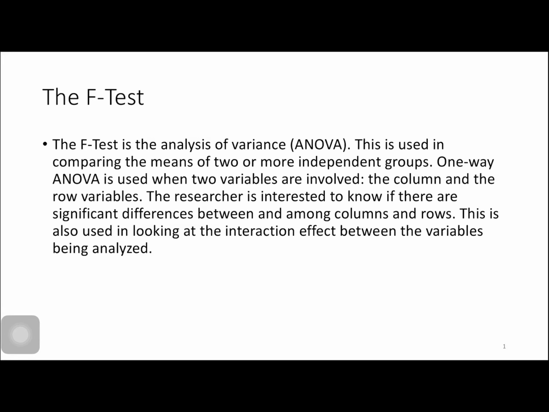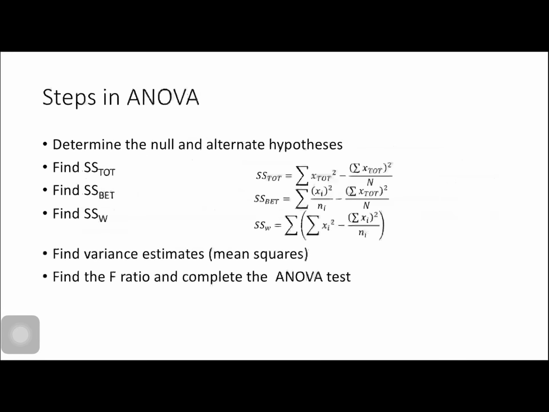One-way ANOVA is used when two variables are involved, the column and the row variables. The researcher is interested to know if there are significant differences between and among columns and rows. This is also used in looking at the interaction effect between the variables being analyzed.